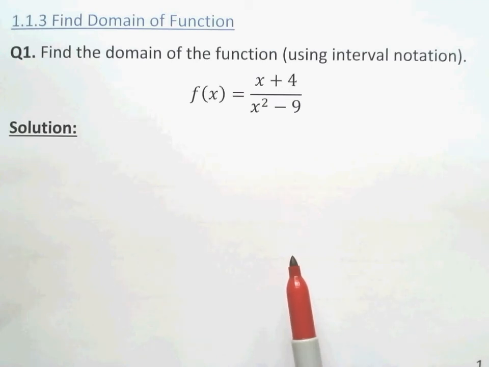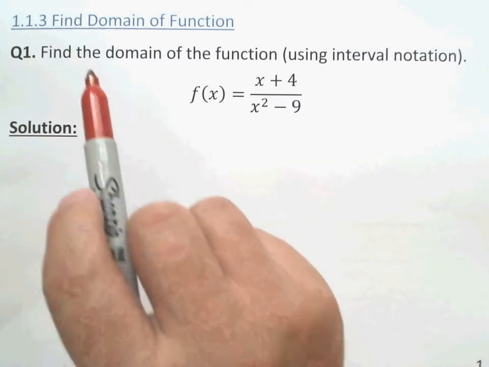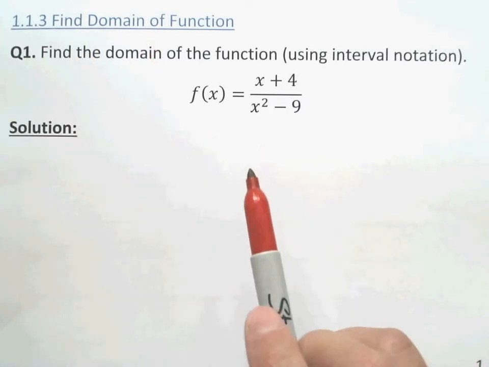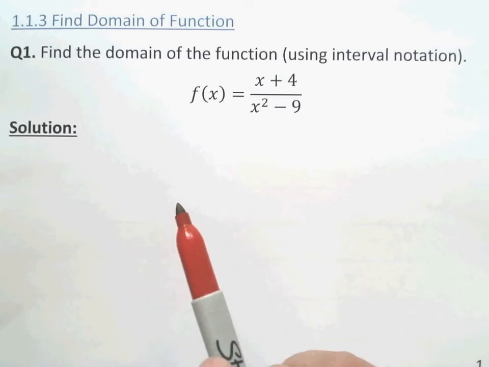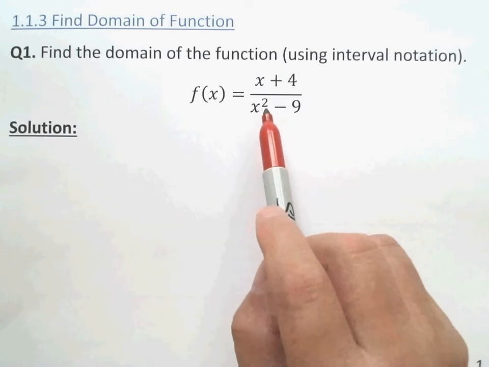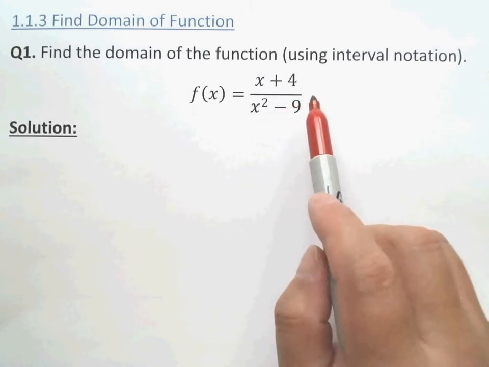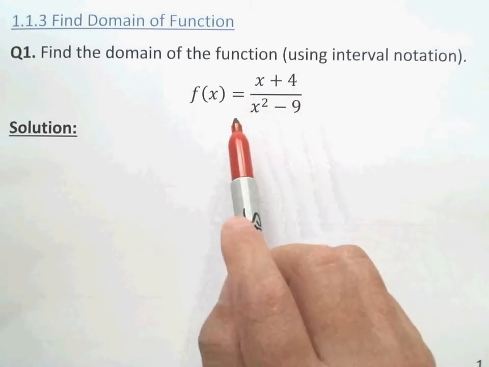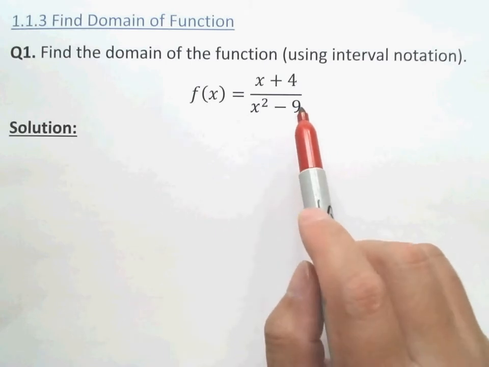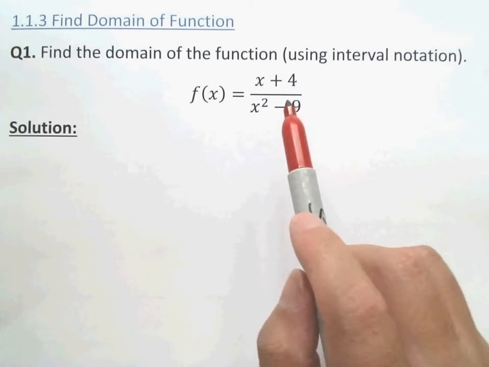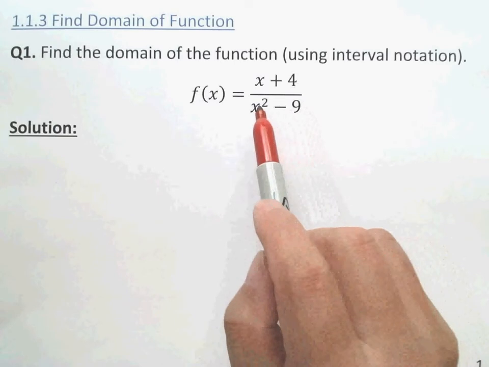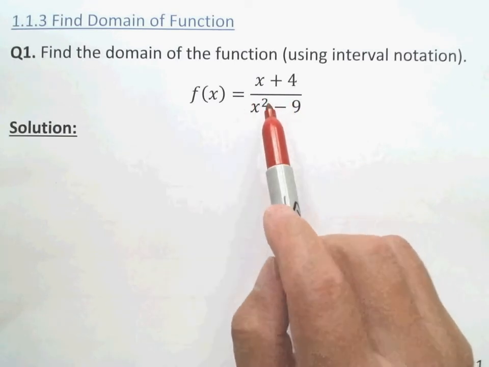In this lecture, we're going to find the domain of a function. I will show you two types of functions. The first type is this, a rational function, a polynomial divided by another polynomial. We call it a rational function. How to find the domain? All we need to know is the denominator cannot be 0. That's all.